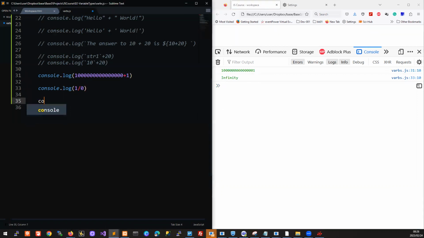And then, of course, 0 divided by 0 is undefined. Well, we say it's undefined. In the context of JavaScript, we say it as not a number. So if we console log 0 divided by 0, then we get NaN, not a number. Okay. And so those are some of the special types of numbers.